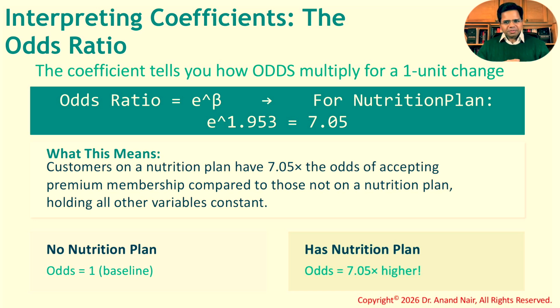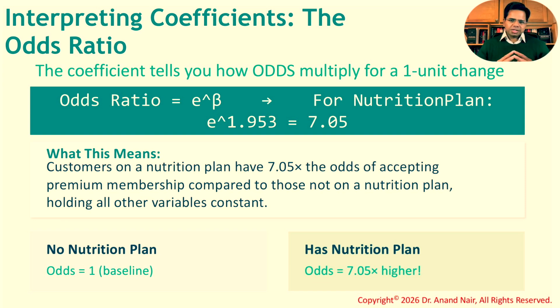The raw coefficient, 1.953 for Nutrition Plan, is in log odds, which isn't very intuitive. But if we take e to that power, we get the odds ratio, e to the power of 1.953, which is equal to 7.05. This has a beautiful interpretation. Customers on a nutrition plan have 7.05 times the odds of accepting the premium membership compared to customers not on a nutrition plan, all else being equal.